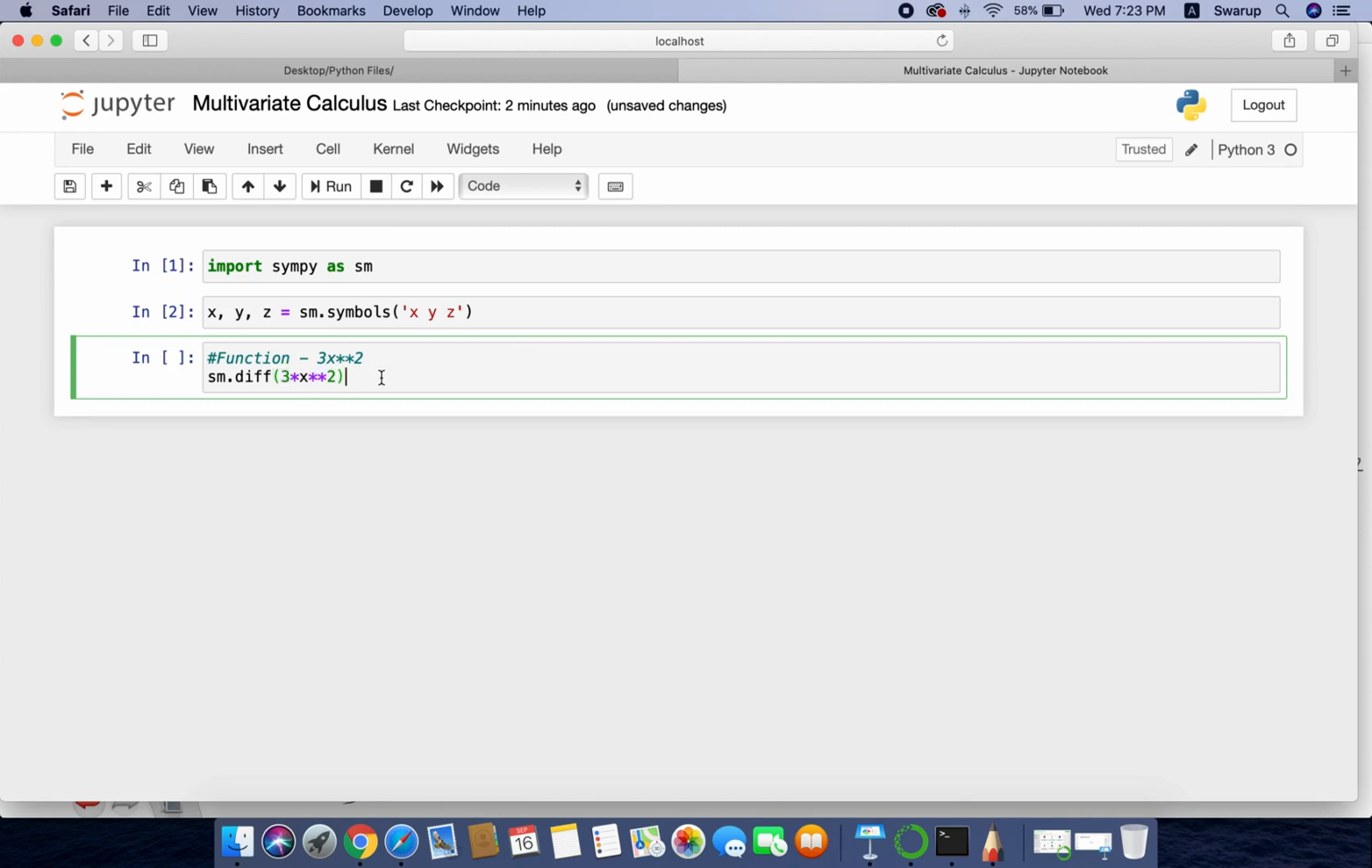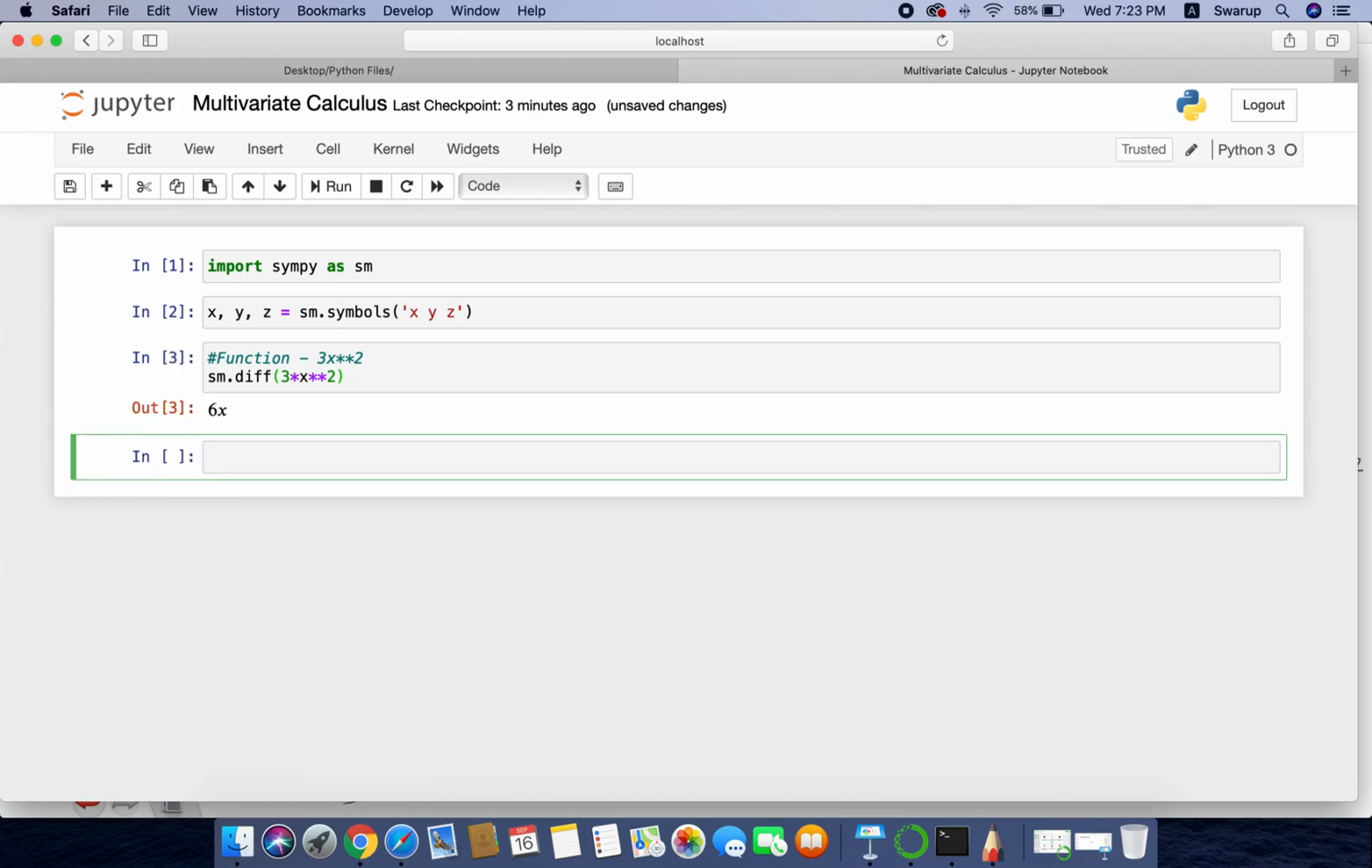So now when we run this, we should get 6 of x. That is what we were getting in the result. So let's try here. Okay, we are getting 6 of x. So this is how we can find out the differentiation within the sympy package. It's very easy to find out differentiation within symbolic Python.